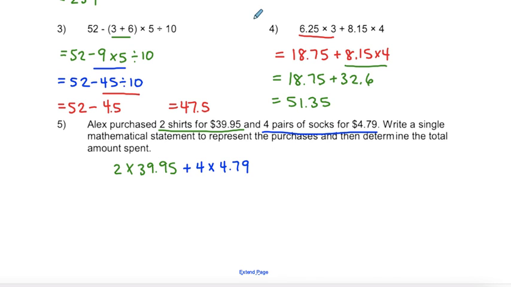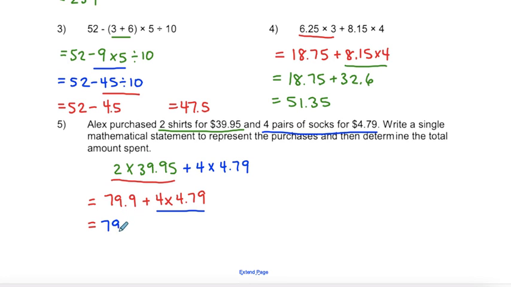So from there, I need to follow BEDMAS, which is brackets, exponents, division, multiplication. So I have to do my first multiplication. So in order from left to right, 2 times 39.95 is 79.9. And I'm adding 4 times 4.79. So from there, I do my 4 times decimal 4.79 next, which is 19.16.